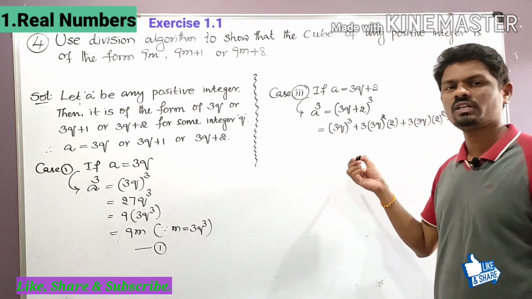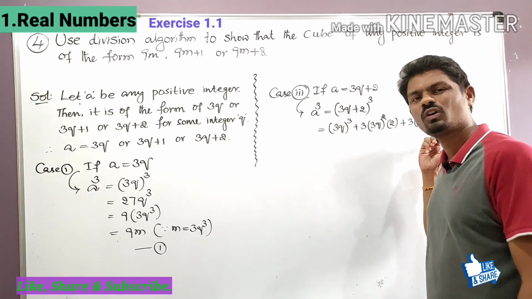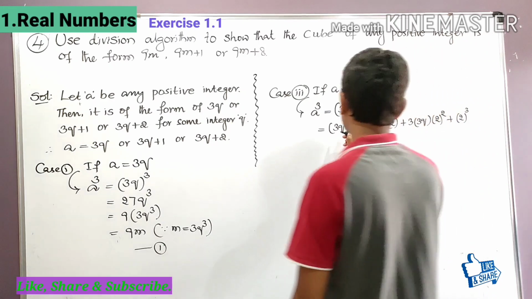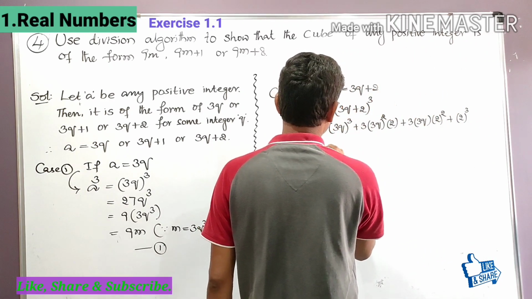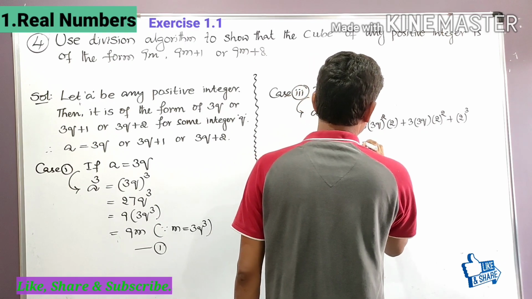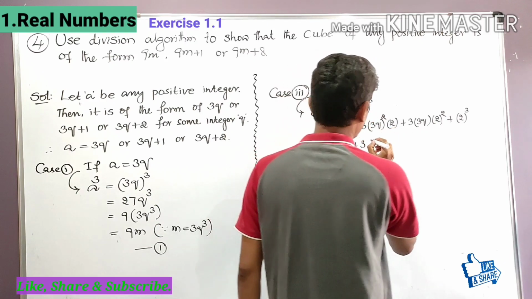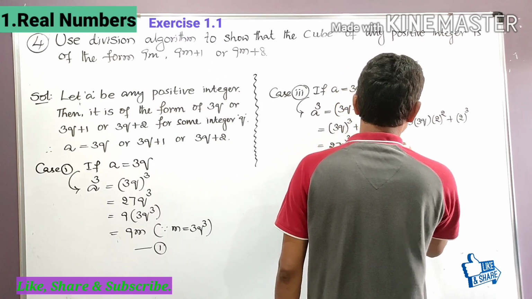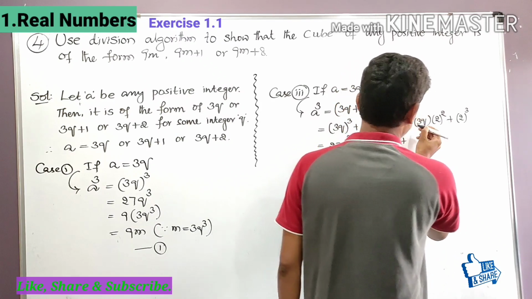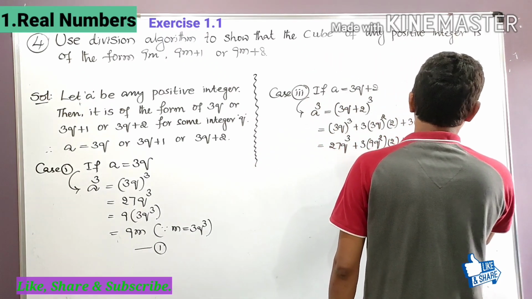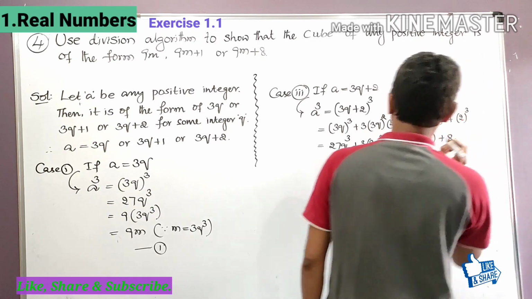I have expanded using a plus b whole cube, student. A plus b whole cube is a cube plus 3a square b plus 3ab square plus b cube. Here a is 3q, b is 2. Now we have to simplify, student. 3q whole cube gives 27q cube, plus 3 into 3q whole square is 9q square, into 2, plus 3 into 3 is 9q into 4, plus 2 cube is 8, student.